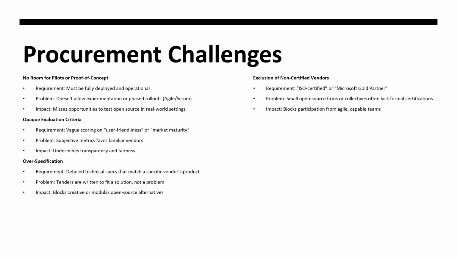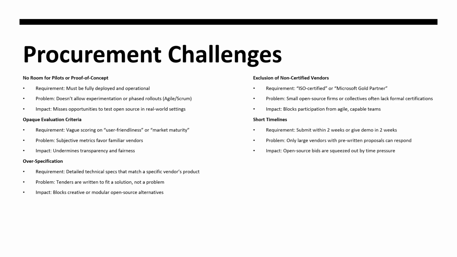Then there's the exclusion of non-certified vendors. Requirements like ISO certified or Microsoft Gold partner sound neutral, but they block participation from small open source firms and agile collectives, many of whom are deeply capable but not formally certified. Short timelines are another barrier. Requiring full proposals or demos within 2 weeks favors large vendors with pre-written responses. Open source teams, who often work collaboratively and iteratively, are squeezed out by time pressure.